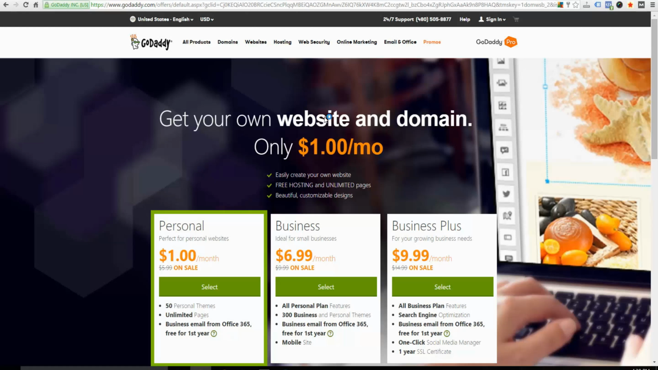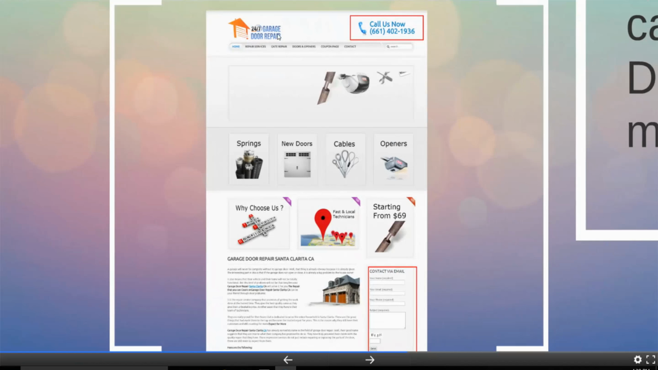Let's see, here's an example. This is a good example. Let's say you have a garage door repair company, which is something where people are like, hey, I need someone to fix my garage door right now. They've got the phone number at the top. That's what every local business should have, the phone number right at the top so people can call them. And there's a contact form right there, and that's good.